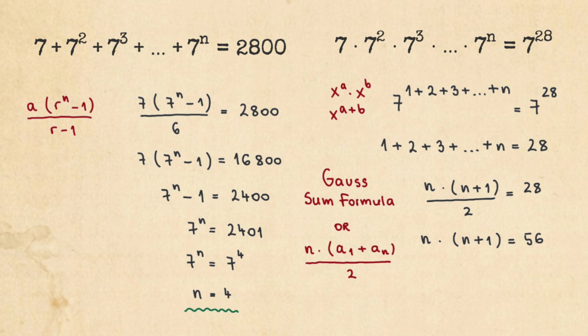We could solve this as a quadratic equation, or we can speed things up a bit. If we rewrite 56 as 7 times 8, and since n needs to be positive, it's easy to see that n equals 7, and n plus 1 is 8. So, there is our second answer. Two similar problems, two different rules. It just goes to show how much one little sign can change the whole approach.